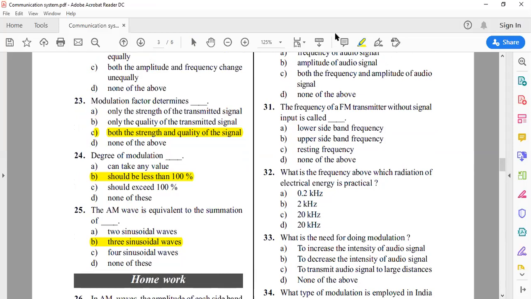So in this way, you can solve or practice the remaining questions on communication.